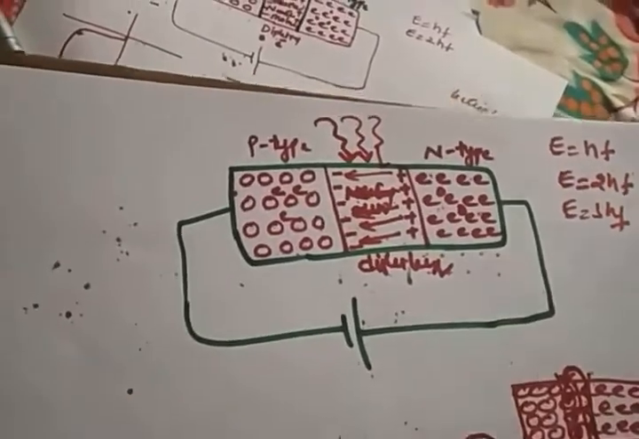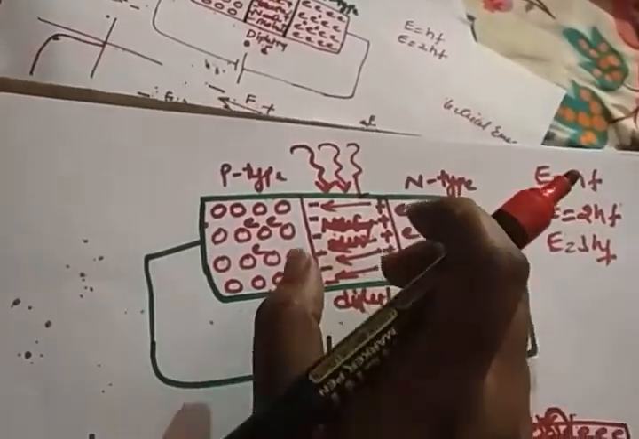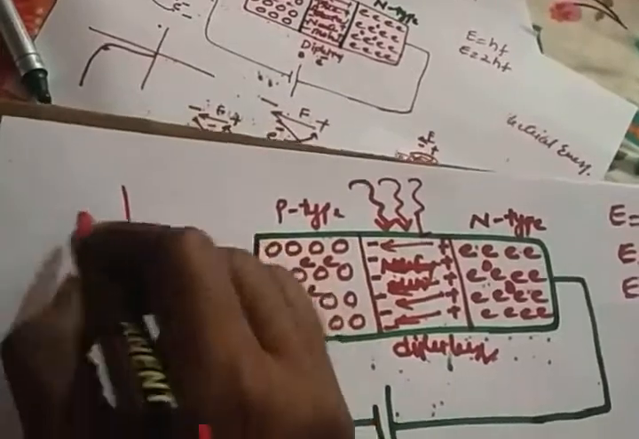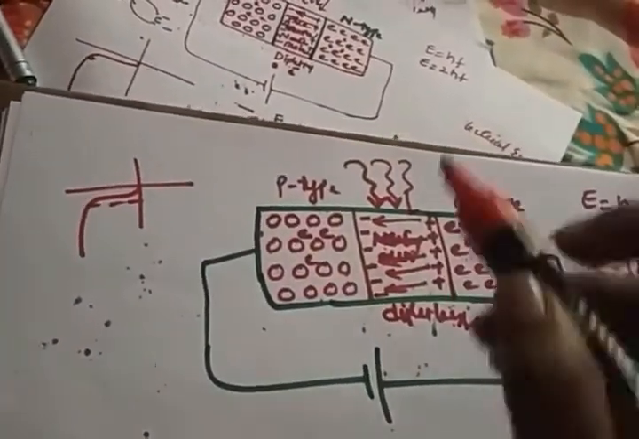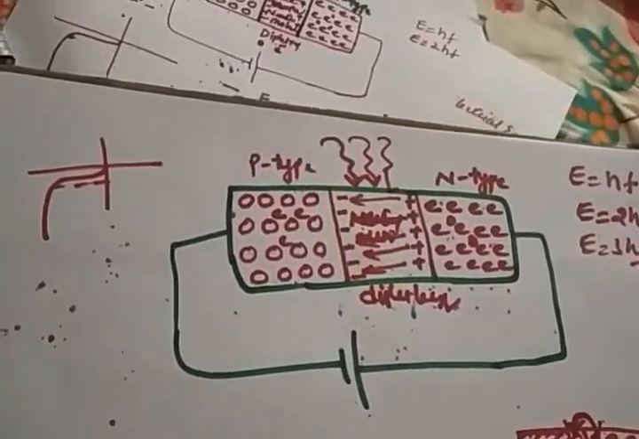Alright, now in the depletion layer in a reverse bias condition, whatever the current is, it is due to the minority charge carriers. The current is a very small value. So whatever the current is, it is due to minority charge carriers. Now you are hitting your light on the depletion layer.